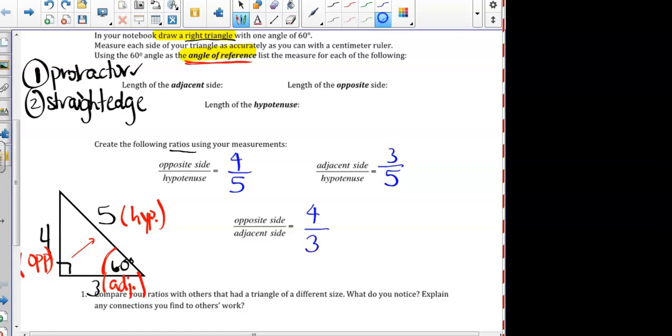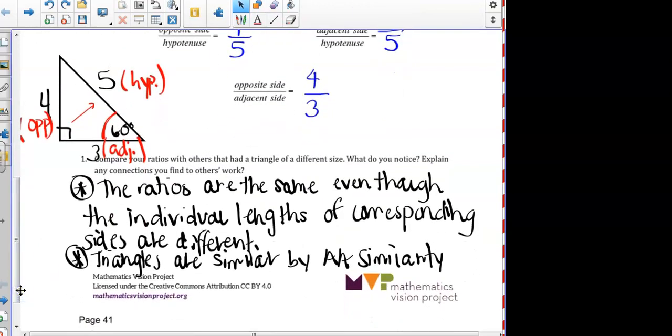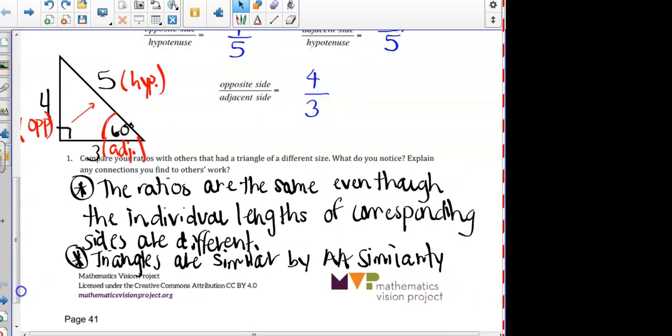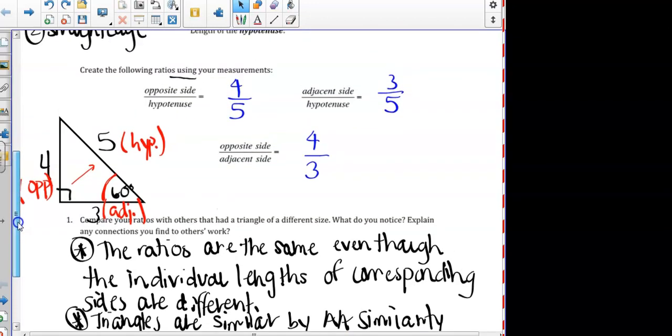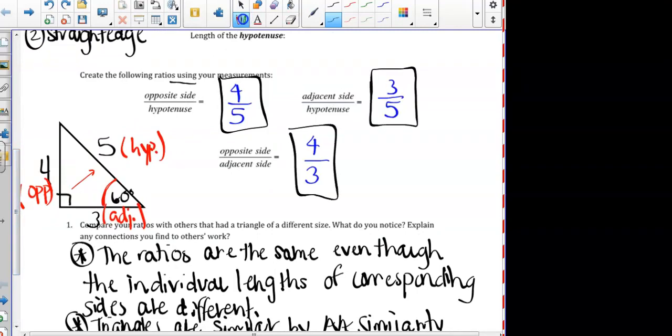We will be doing this a lot more throughout this investigation. We're going to be writing ratios based on right triangles. Then we were asked to compare our ratios with others in class that had a triangle of a different size. We went around and looked at each team's triangles. We noticed that all of the ratios that we came up with when we measured those lengths, as long as one angle was a right angle and one angle was a 60-degree angle, ended up being the same when we divided them.